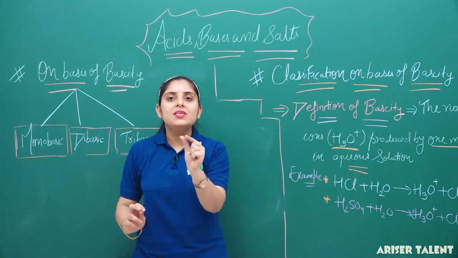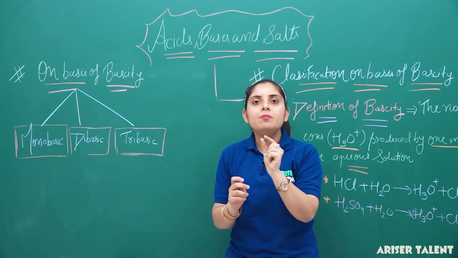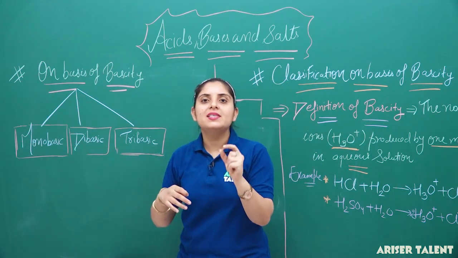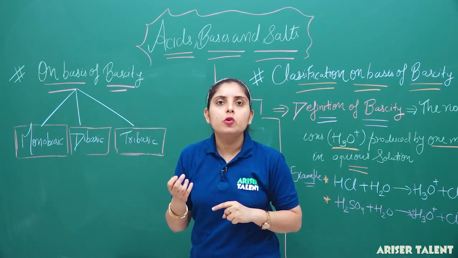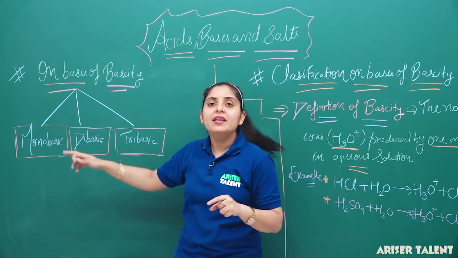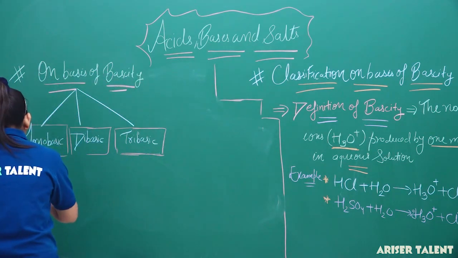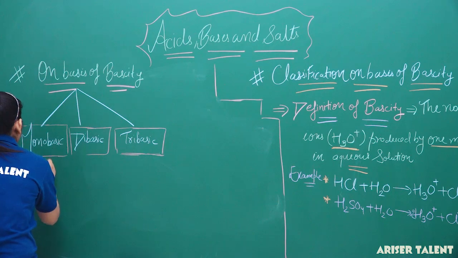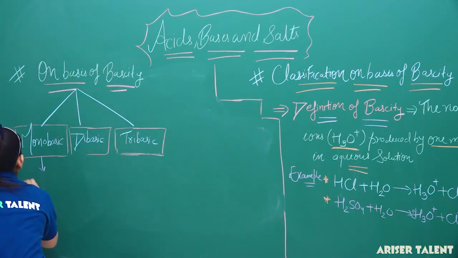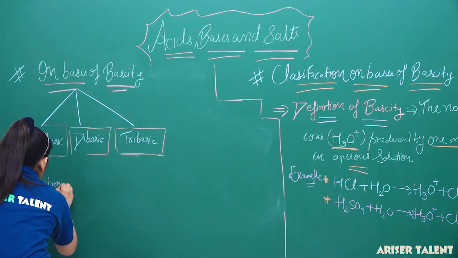So the monobasic acid is our first category. Mono means single. It means when one molecule of acid dissolved in some aqueous solution produces only one hydronium ion, we can say this category is termed as monobasic acid. So monobasic acids are those which produce one hydronium ion.